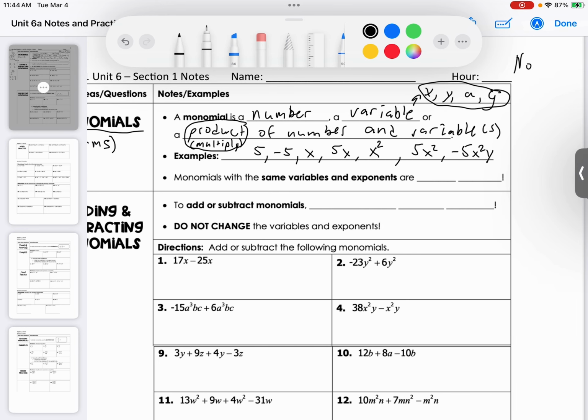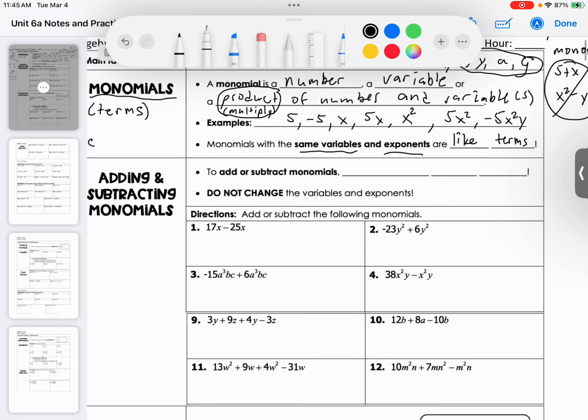Things that are not a monomial would be something like addition or subtraction. So something like 5 plus x or x squared minus y. These are not monomials because the addition and subtraction separates the two different terms. It separates the monomials. So it has to be being multiplied together to be considered a monomial. Now, if we have monomials that have the same variables and the same exponents, these are called like terms.